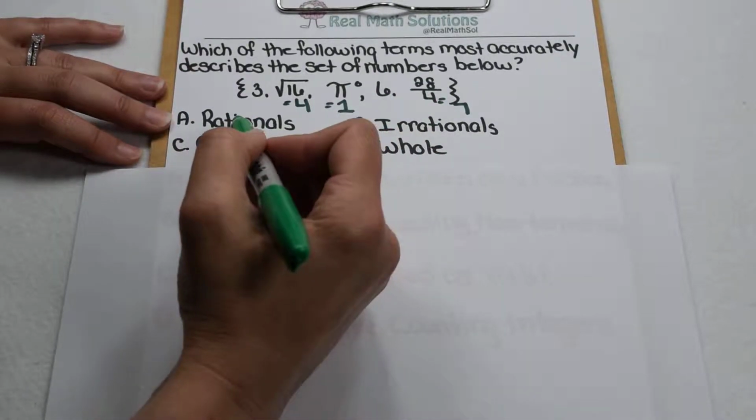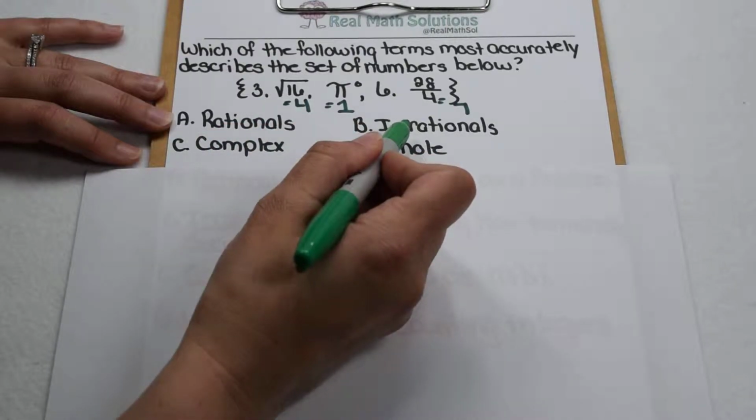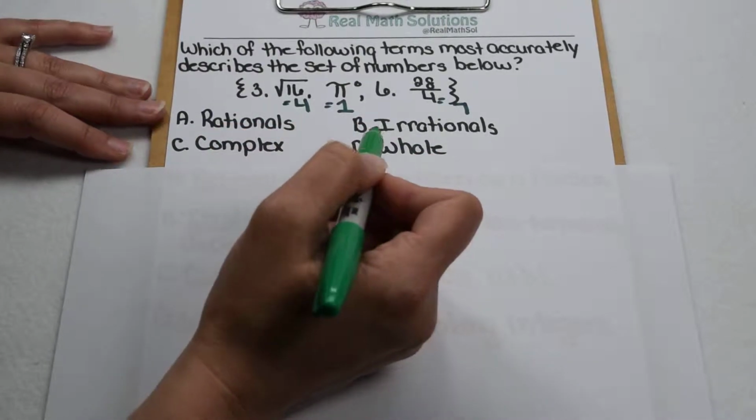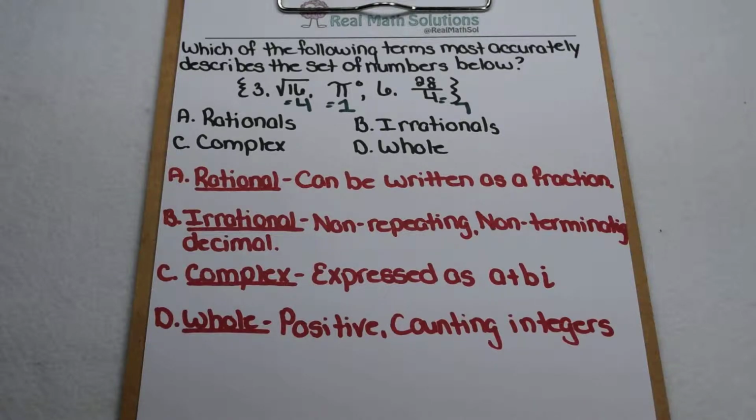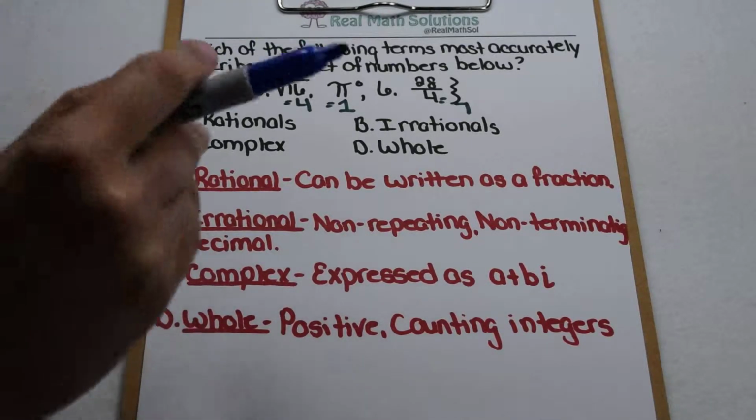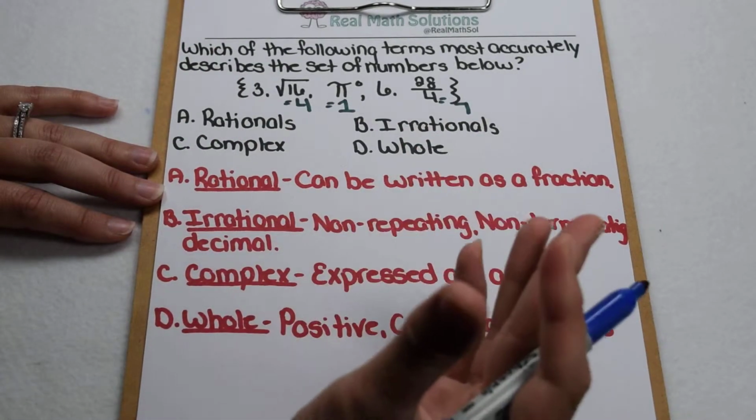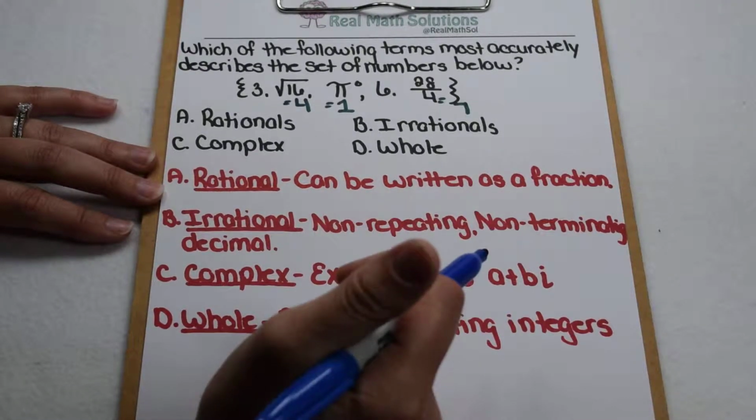So our choices to describe it are rational numbers, irrational numbers, complex, or whole numbers. Well, we went ahead and wrote out a brief definition of each one. Yes, there's more involved than what we have here in the definition, but for the sake of time and space, we went with a condensed version.